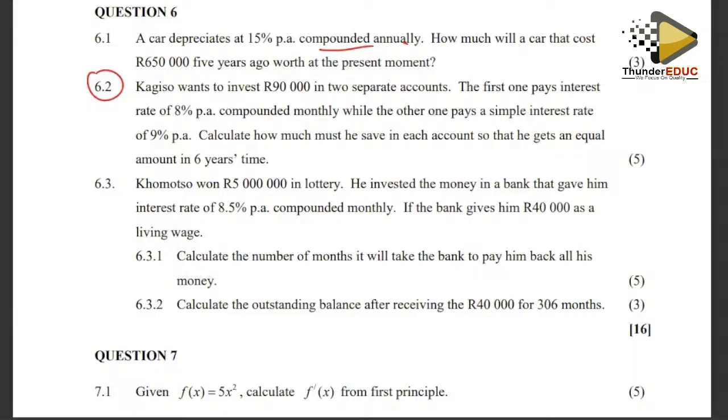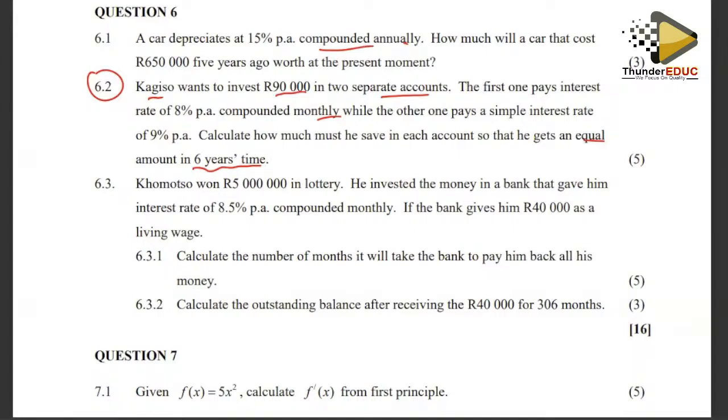All right, then 6.2. This person wants to invest 90,000 in 2 separate accounts. The first one pays interest at 8% per annum compounded monthly, while the other one pays interest at 9% per annum. Okay, one is compound, one is simple interest. How much money must he save in each account so that he gets an equal amount in 6 years?